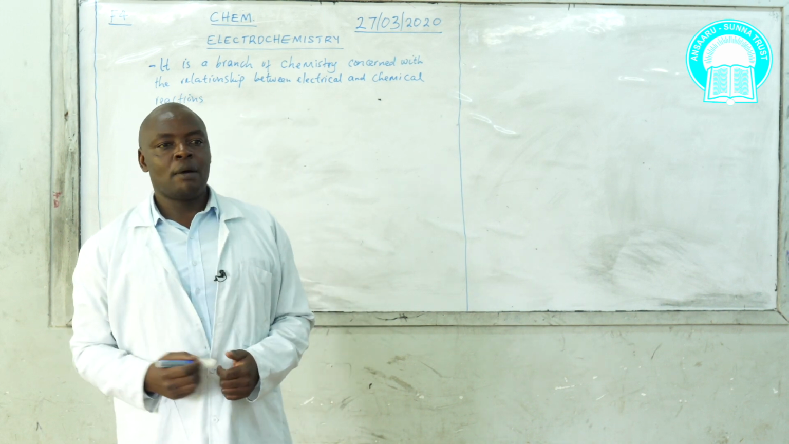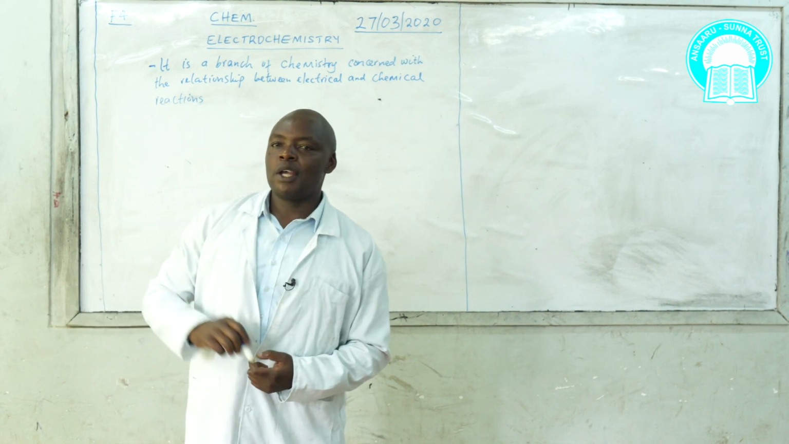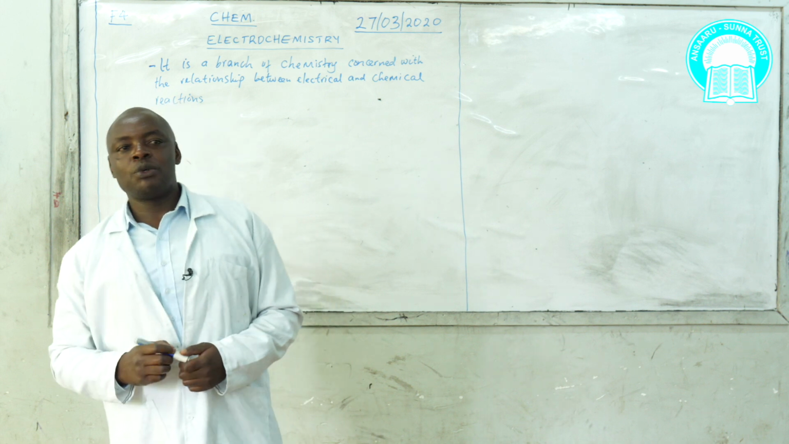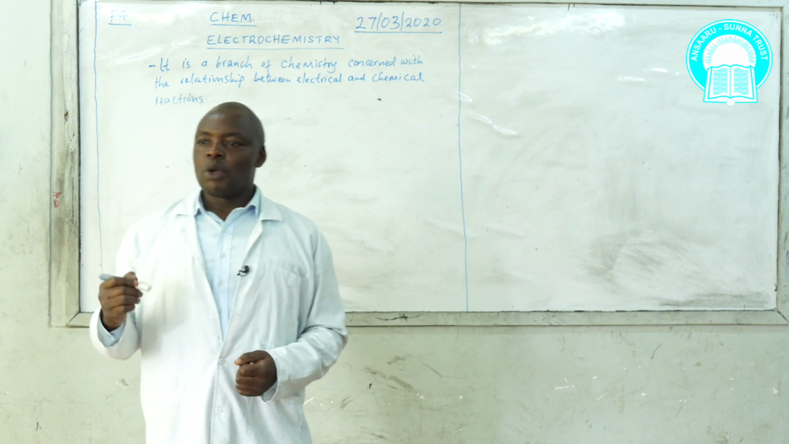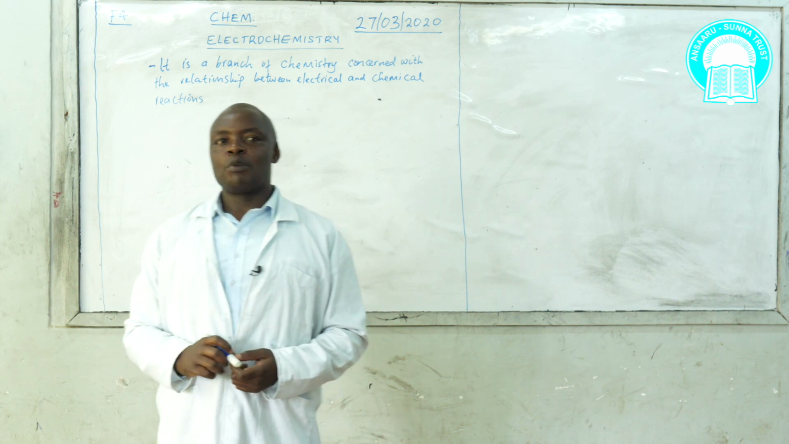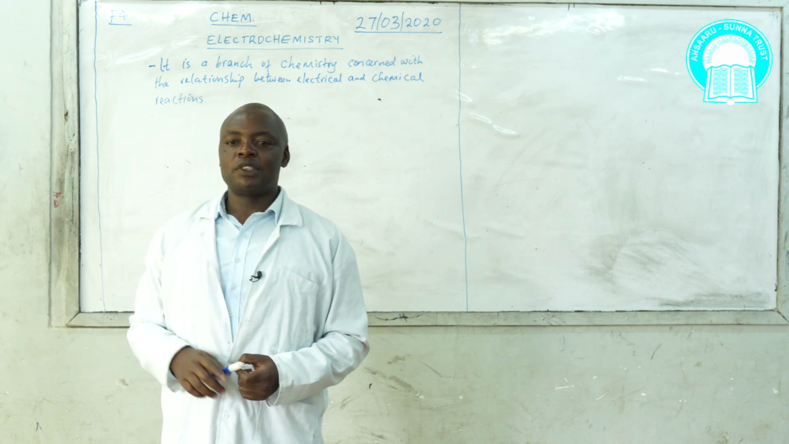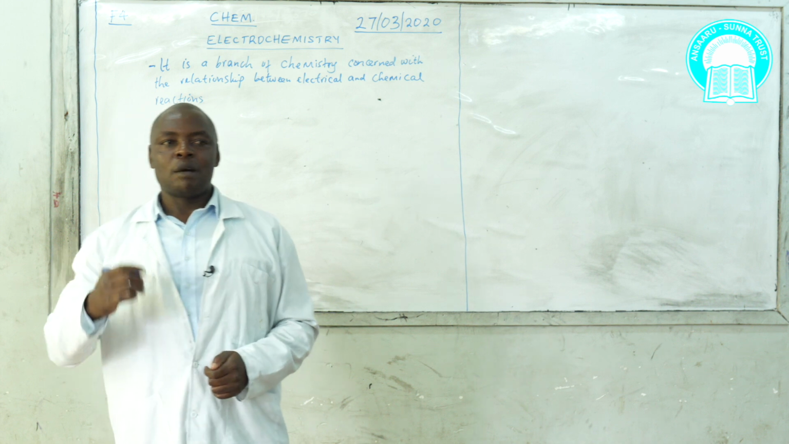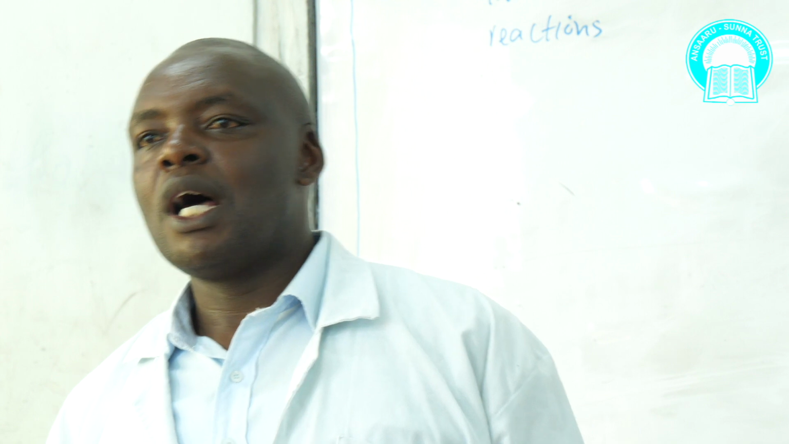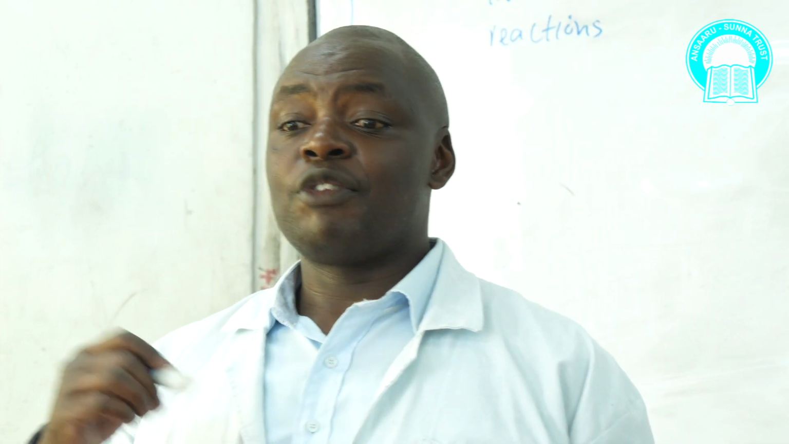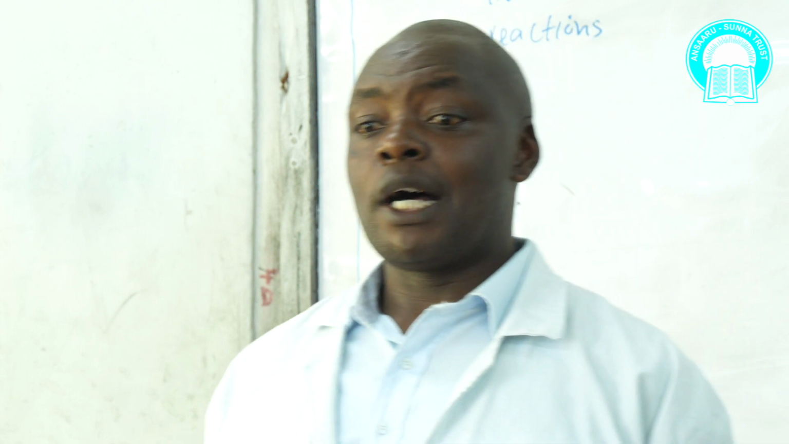A typical example of such a case is whereby we look at the cells that we use in our simple electric appliances. We also have the lead acid accumulators that we use in the car batteries and so on. There are some chemical reactions that take place within those cells which produce electrical energy. That electrical energy can be converted to various forms that are useful to man.